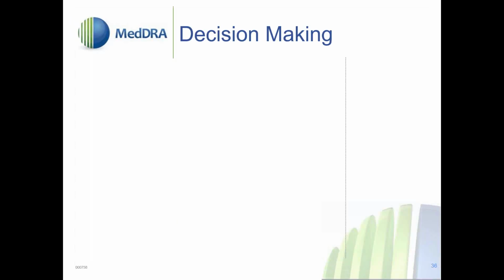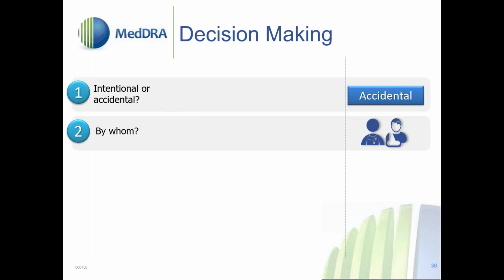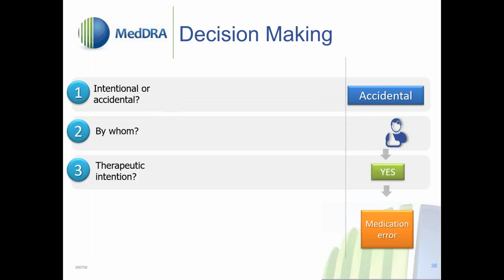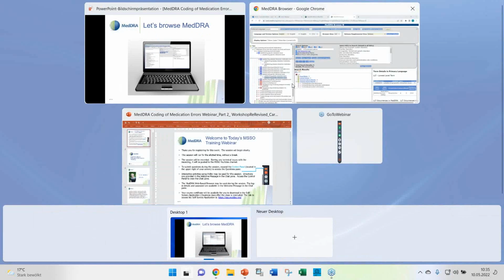And look at our decision chart. So here we are. Was this intentional or accidental? Well, it was accidental. The patient didn't read the instructions and left his insulin on the kitchen counter. It was caused by the patient and in the context of therapeutic use. So again, a medication error. We'll switch to the browser again.